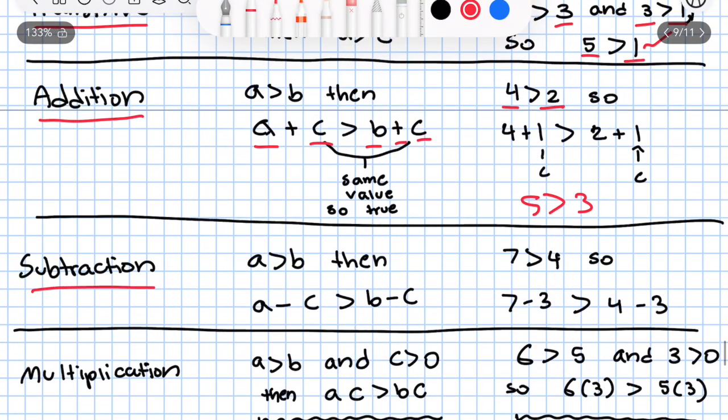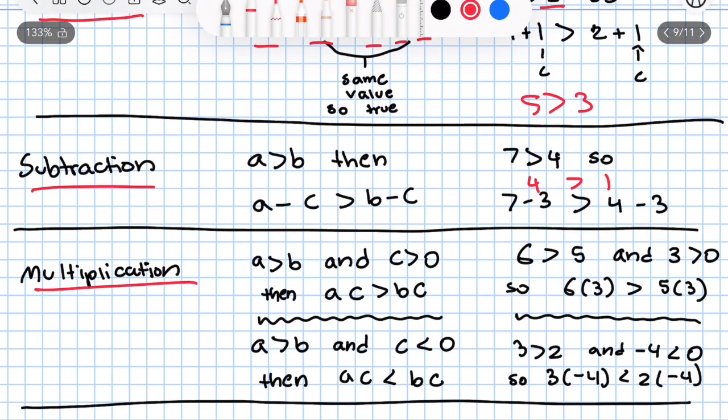Then there's the subtraction property. If A is greater than B, then A minus C is greater than B minus C. Again, C is the constant here. So if 7 is greater than 4, then 7 minus 3 is greater than 4 minus 3, which is true. 4 is greater than 1.